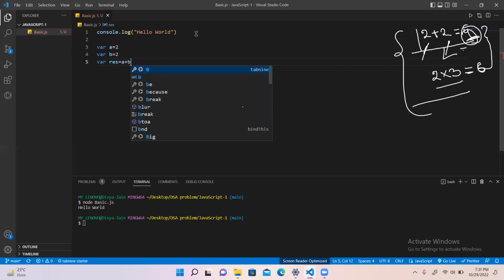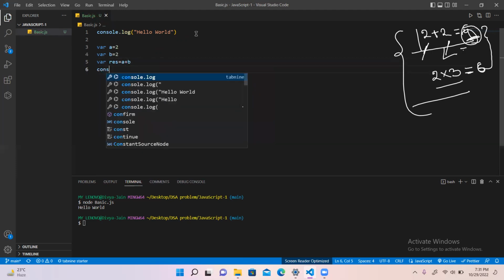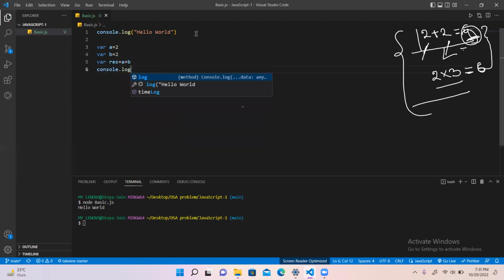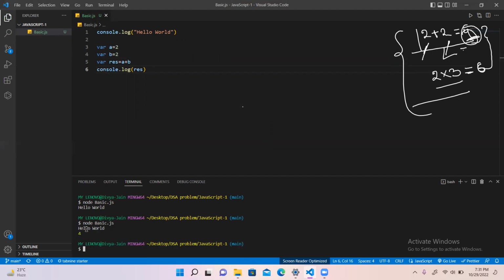Sorry, I was just writing b and writing anything. Now you console.log this result value. What is the output? The output is 4. It means 2 plus 2 is 4. So run node basic.js. Now you got two outputs: the first one is hello world and the second is 4. Just look at the output, hello world and 4. And next I will explain the where.